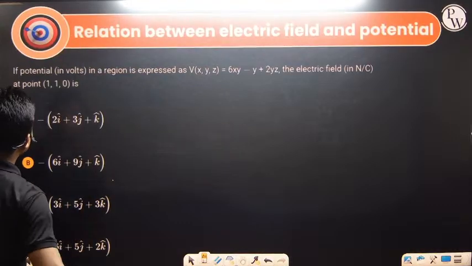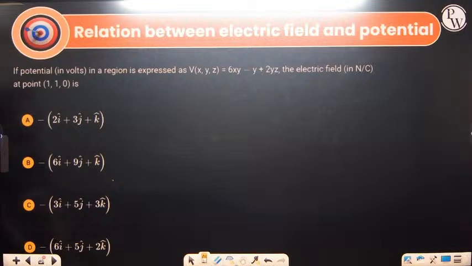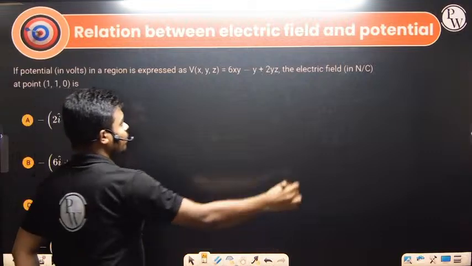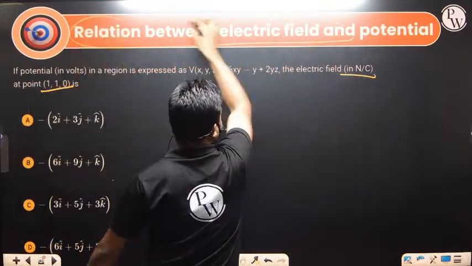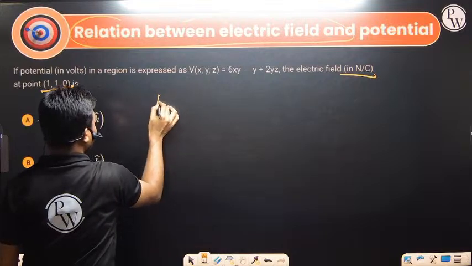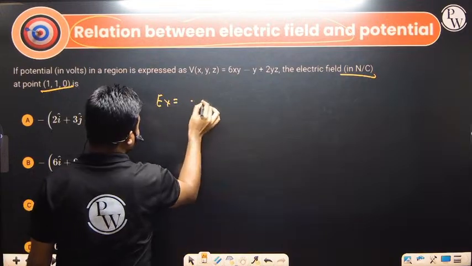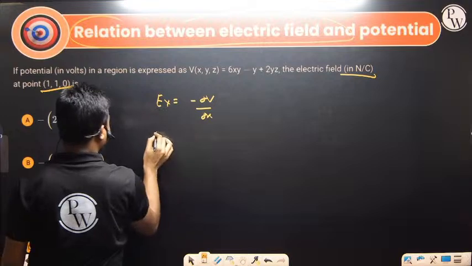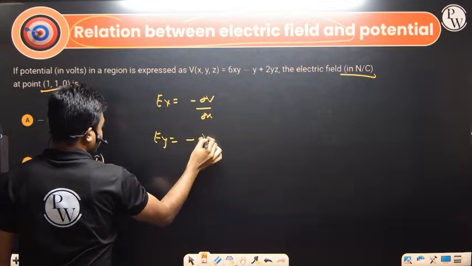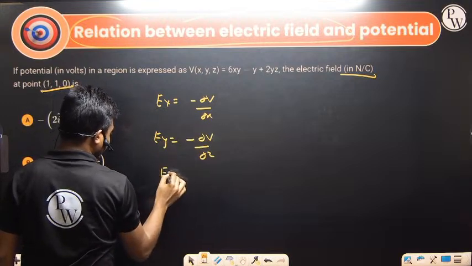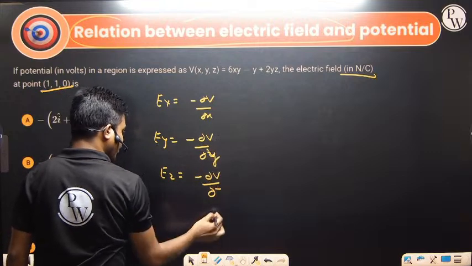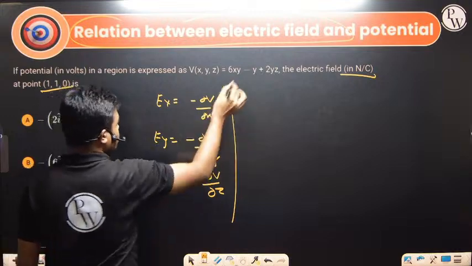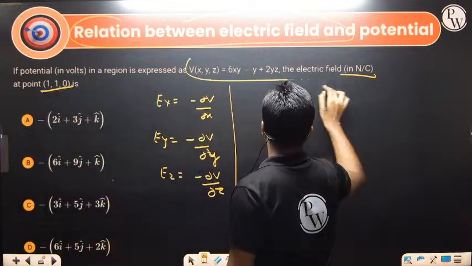So in this question, the potential in a region is expressed as V equals 6xy minus y plus 2yz. We need the electric field in Newton per coulomb at the point (1, 1, 0). Remember the relation between electric field and potential: whenever potential is given, Ex equals minus del V by del x, Ey equals minus del V by del y, and Ez equals minus del V by del z. Here the electric potential is given and they are asking for the electric field.